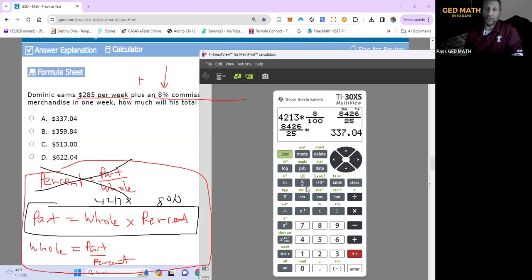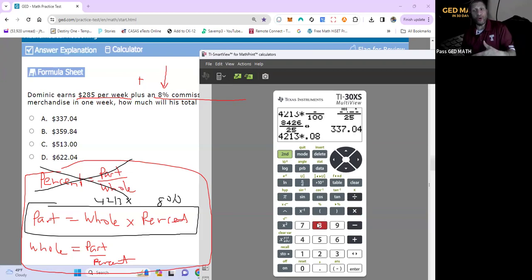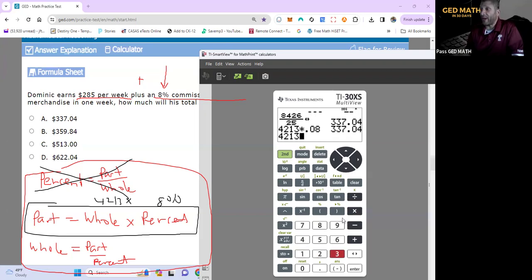And I get 337 and 4 cents. Or I could take 4213 and times it by 0.08, because if you identify 8 over 100, you should know that's 0.08. Or you could just, with this calculator, multiply it by the percentage, times 8%. Doesn't matter which way you use, but what you have to know is how to find 8% of a number, or percent of a number.